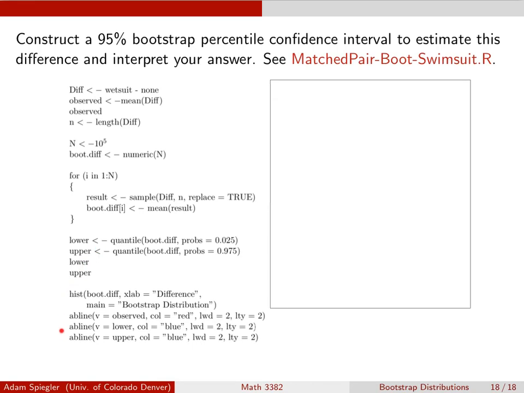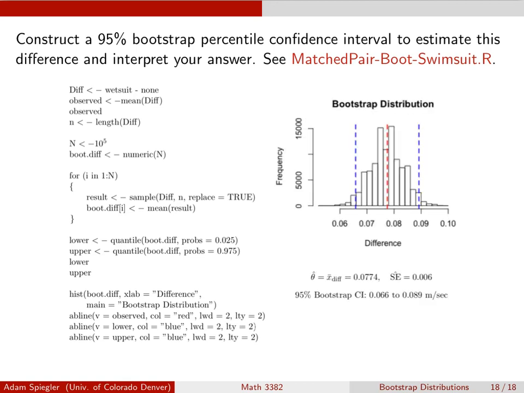And then again, I can make a histogram. This is going to show all of the differences that we observed. Here's going to be the original sample that we got, and these are going to be our two cutoffs for the upper and lower estimates. So let's see behind door number 2 what that looks like.